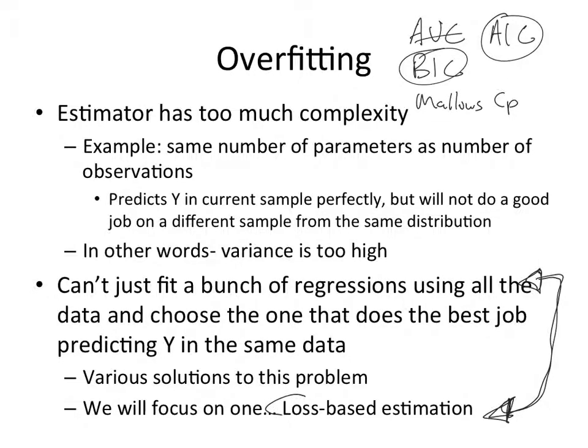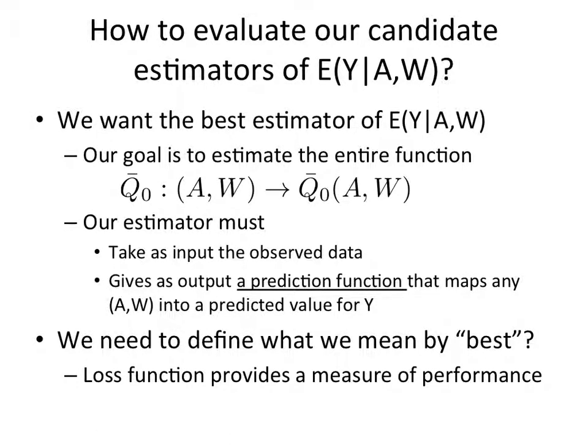And so we're going to focus on what's called loss-based estimation. We have to define what loss is, and it's really going to be a function of what we think best would be. So they're inversely related. What loss means is a mistake. Best is something that makes the least mistakes, or the smallest number of errors, or the errors are smaller. And we're really talking in the context of this prediction function that we need for that substitution estimator. So we're going to be talking about estimating this regression.